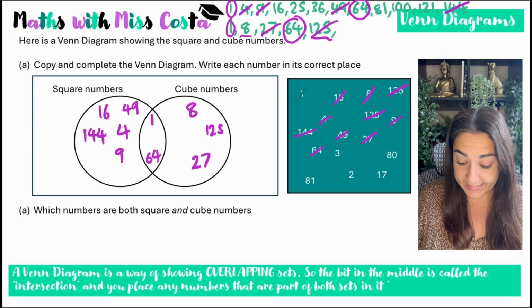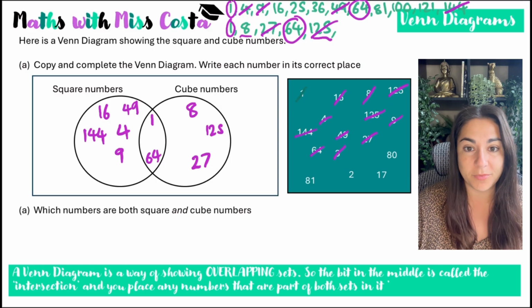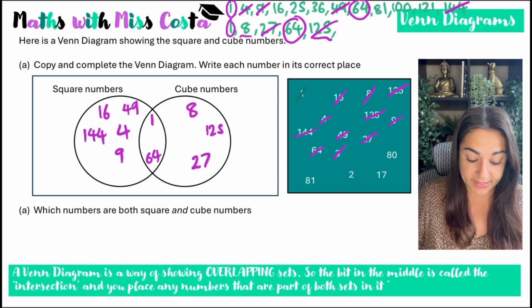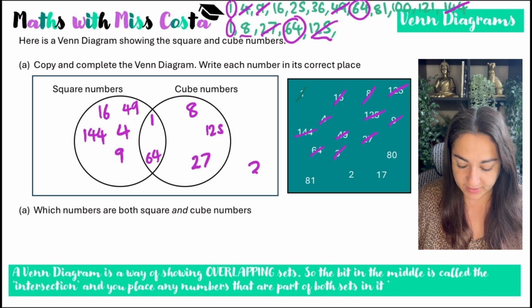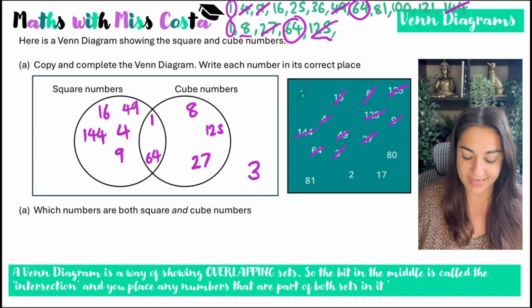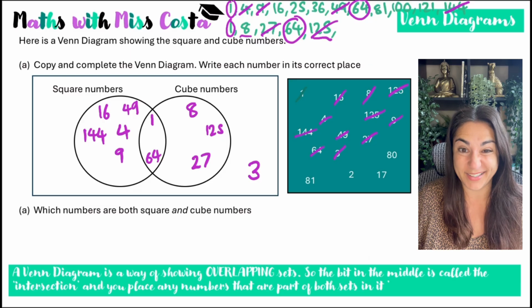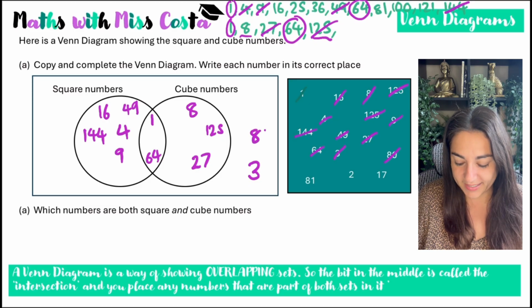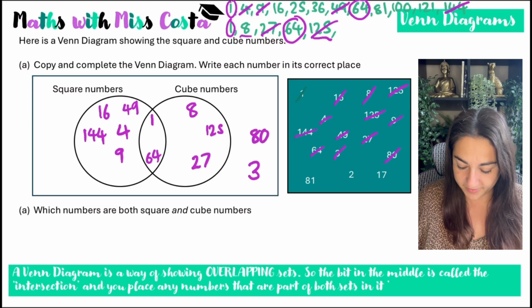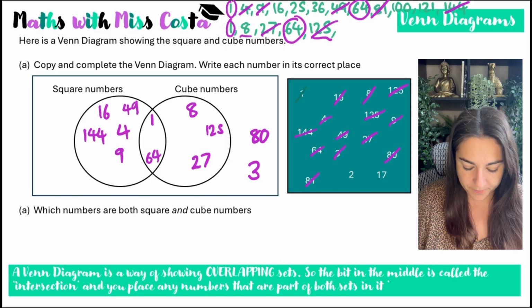3 is not a square number and it's not a cube number. So what happens if it's not part of the things that are the circles is we put it outside the circle. That's all. It just sits outside. Sadly, it doesn't fit into any of the circles, so it's going to have to be on its own outside. That sounds really mean. Okay, the same is the case for 80 though. So 3 is not there on its own. It gets a friend. Then we've got 81, which is just a square number.